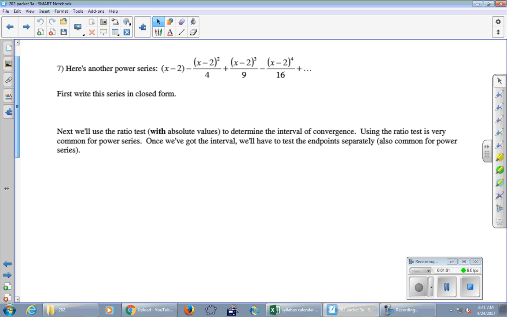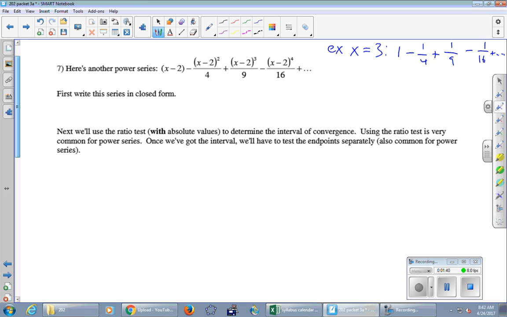So this thing right here is called a power series. x minus 2, minus (x minus 2) squared over 4, plus (x minus 2) cubed over 9, minus, etc. So here's what it means. Suppose, for example, that x is equal to 3. Just picking a number. What's the first thing in the parentheses? 1, minus, what's next? 1/4, plus, when x is 3, 1/9, minus 1/16, plus dot dot dot, yeah?